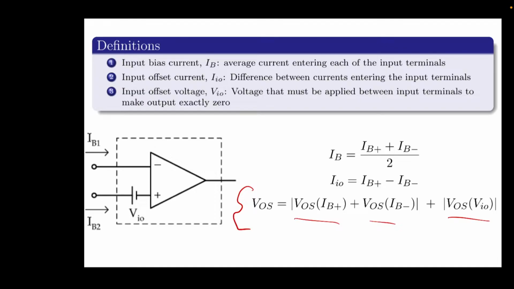One key note is that the absolute value is around the currents together, and that is because the input bias currents are dependent on each other. So we can't just take the absolute values of each of them and then sum them up. That'll give us an incorrect value. We need to consider them together.